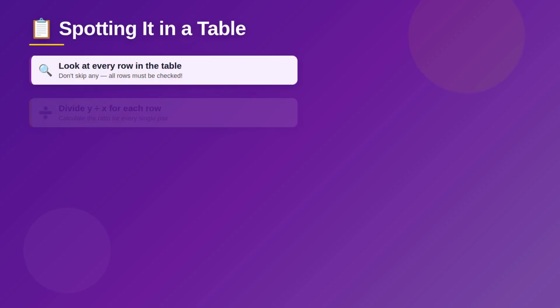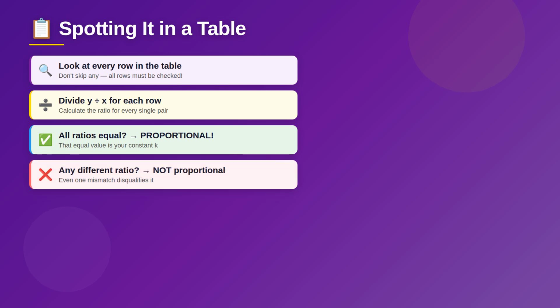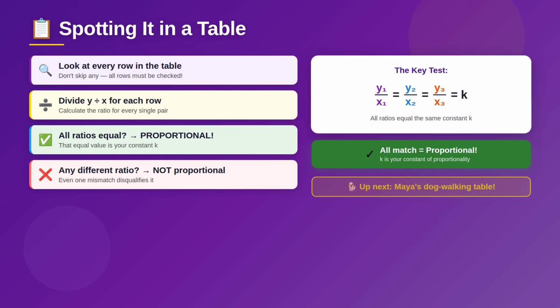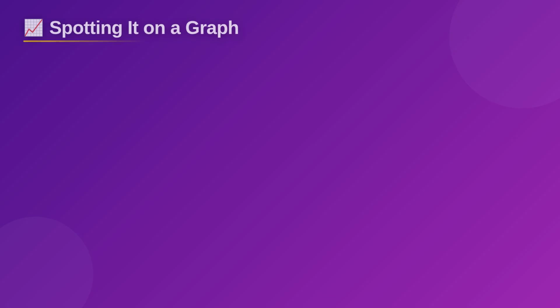Tables are one of the best places to spot a proportional relationship. Here's the trick Maya learned. Divide y by x for every single row in the table. If every single division gives you the same answer, congratulations, it's proportional. That answer is your constant of proportionality, K. If even one row gives a different answer, the relationship is not proportional. Let's see this in action with Maya's dog walking business.